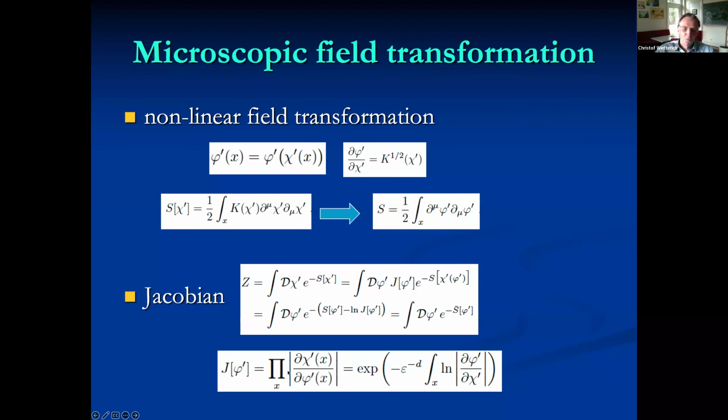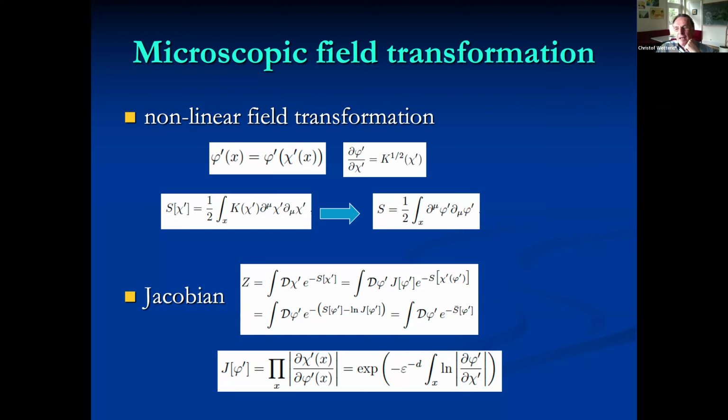In this case, the Jacobian is relatively simple. It is just this derivative of chi with respect to phi, a local function. And if you write it down, you can write it as a potential. So it's the integral over x, the log of d phi over d chi. And it has a prefactor, epsilon to the power minus d, that comes from the fact that you have somehow to specify what you mean by this product over all space points. You can put it on a lattice if you want, and this epsilon is essentially the lattice distance.